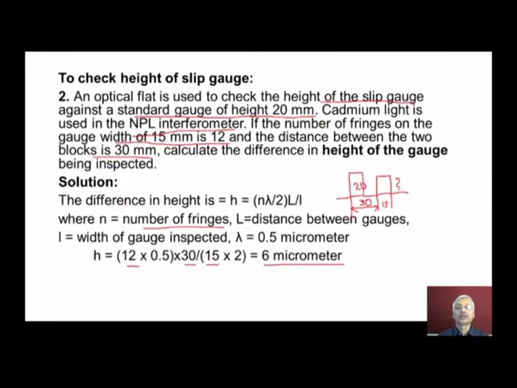That means the difference in height of the given gauge when compared with the standard gauge of 20 millimeter height is 6 micrometer.